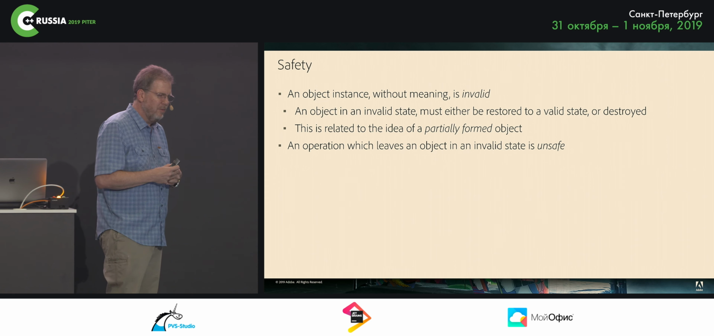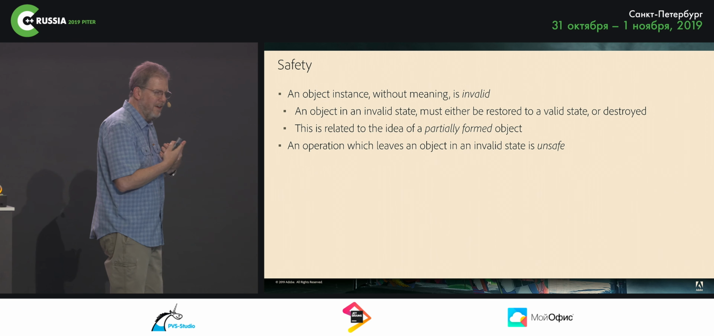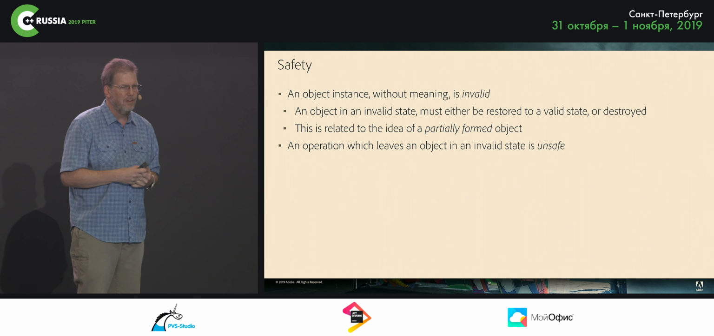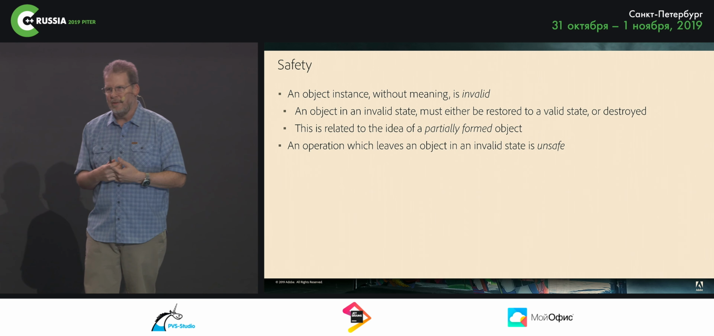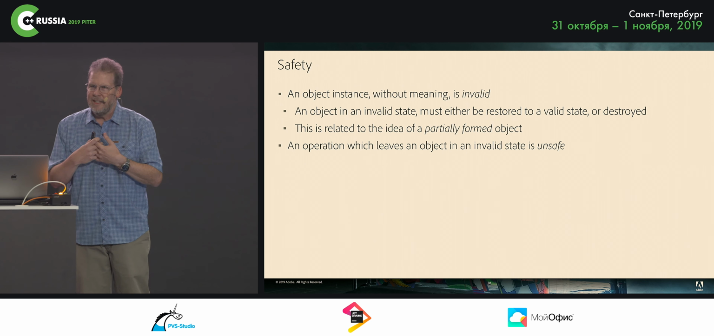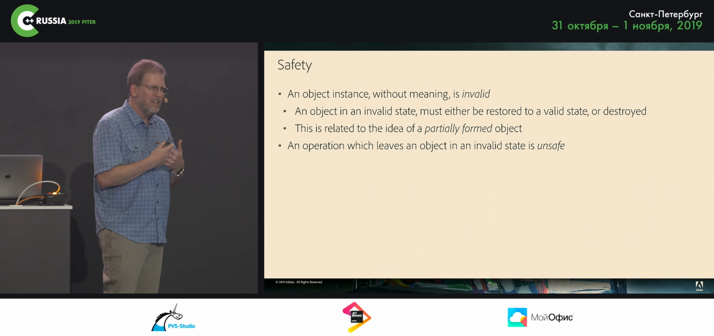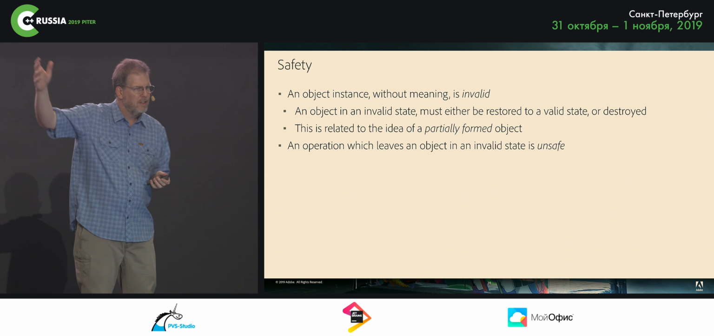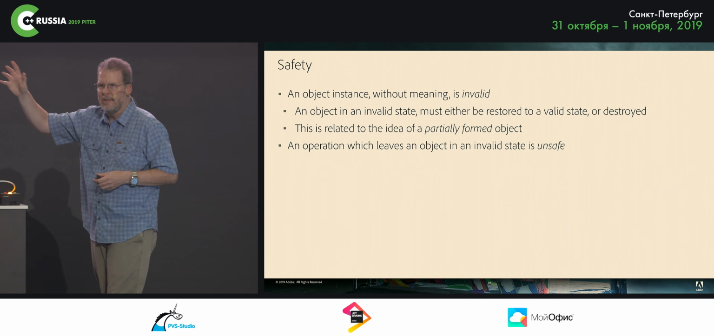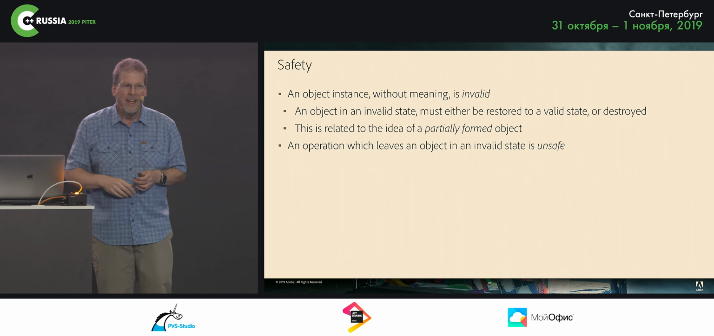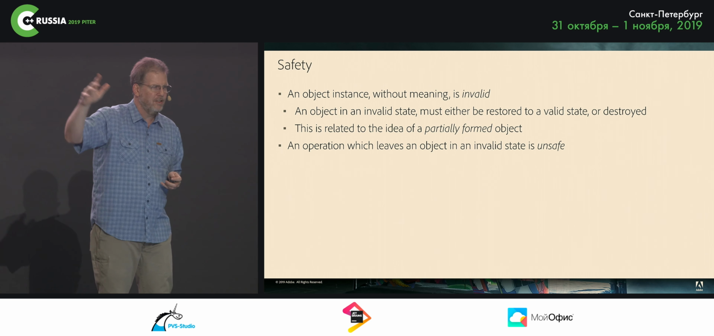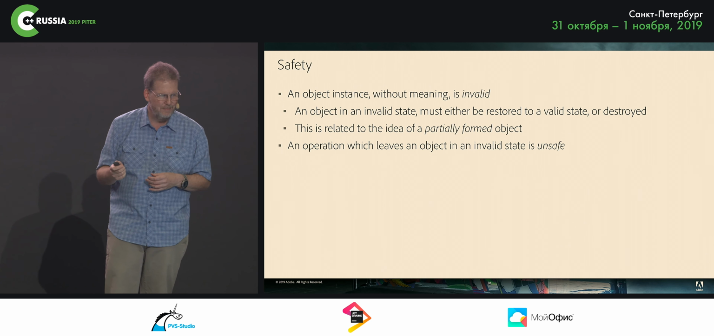So an operation which leaves an object in an invalid state is an unsafe operation, right? It doesn't mean it's a bad operation. It doesn't mean that the bits are completely undefined. It means that at that point in time, the state of that object no longer corresponds to some other entity that it's supposed to correspond to, right? Some other operation is required to restore that connection to make the object valid again.